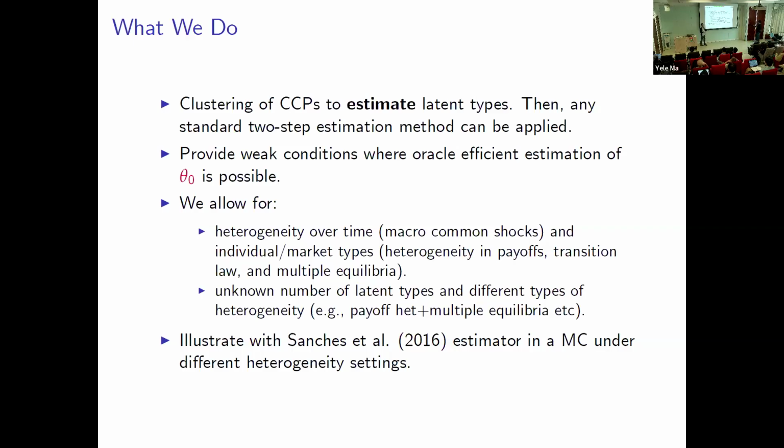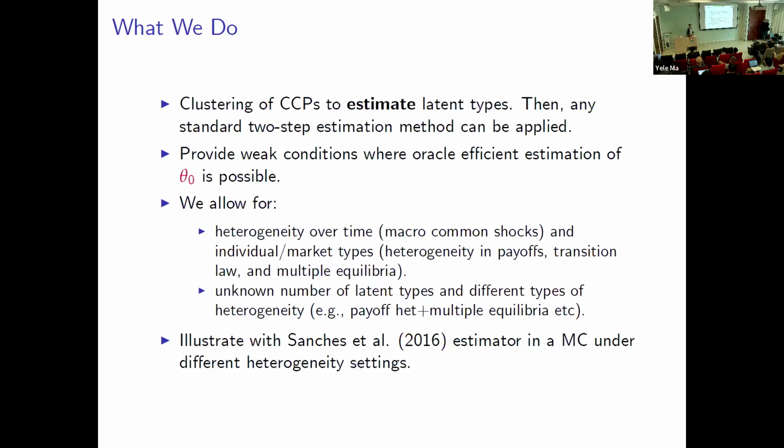It can be time varying, time invariant. And when it's time invariant, we are also able to distinguish between heterogeneity that comes from differences in payoffs, differences in transitions, as well as the multiple equilibria. And we are also able to estimate the number of latent types, including distinguishing whether these things are coming from different sources, whether it's multiple equilibria or payoff heterogeneity. And then I'll illustrate how much time I get in doing this.